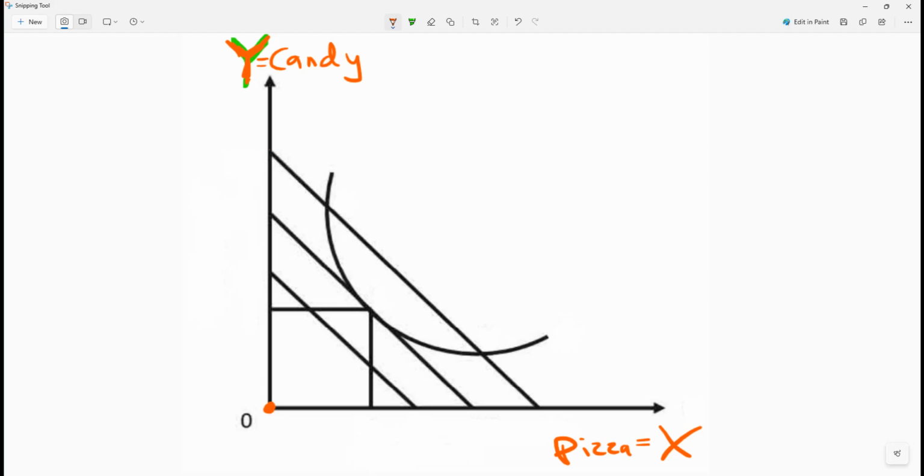So it is theoretically possible for a consumer to just buy candy. They spend their entire budget on candy, and that would give them 0 pizza, so however many units of candy they could afford and no pizza. Or they could spend all of their money on pizza and have no money for candy. Each of these lines is a budget line given a certain income.